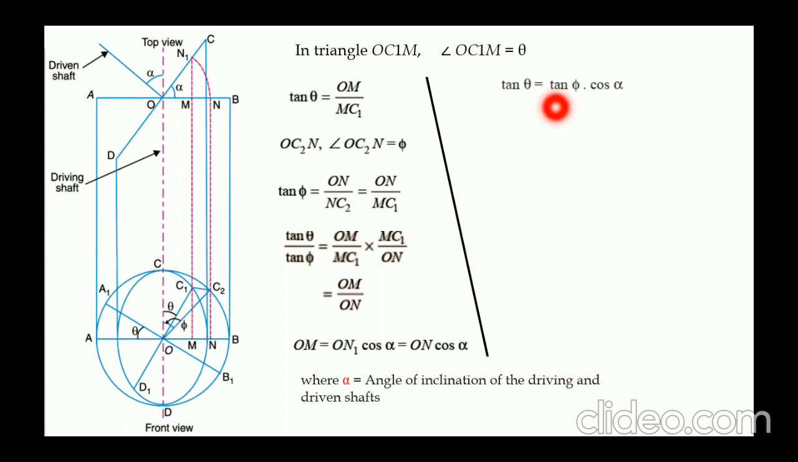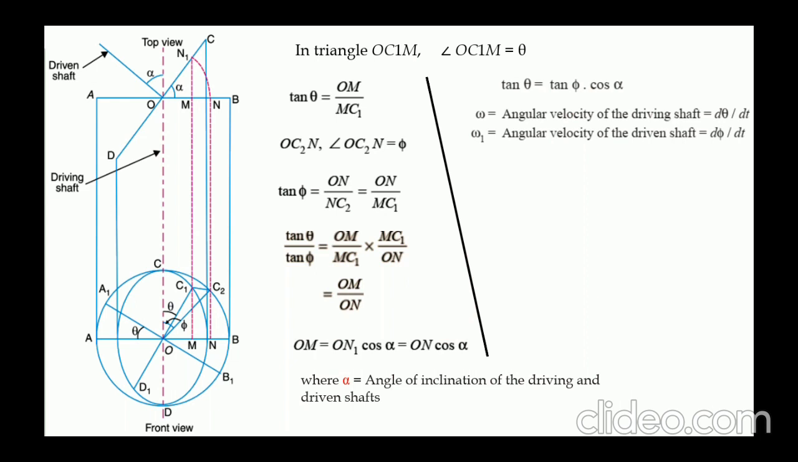Now tan theta is equal to tan phi into cos of alpha. So we have seen that OM is equal to ON cos alpha. So I can replace this term, OM upon ON equal to cos alpha. So what I will get finally is tan theta is equal to tan phi into cos of alpha.